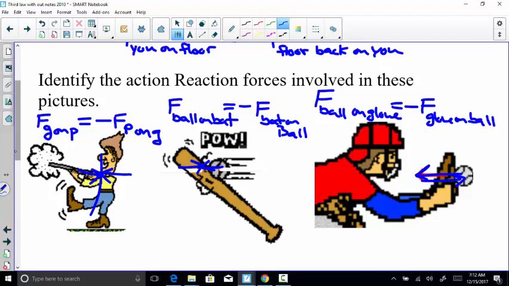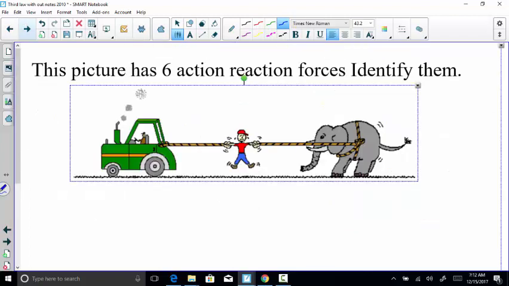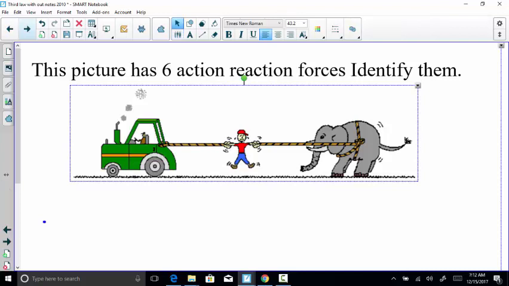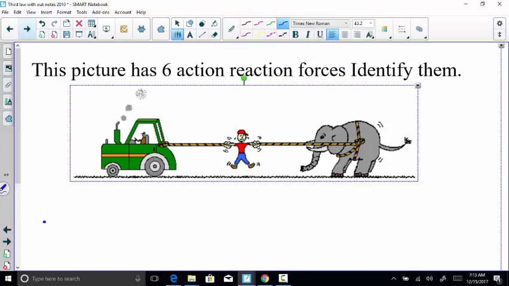Okay? So, I want you to draw this picture in your notebook. And this picture has 6 action and reaction forces. So before I identify them, I want you to pause the video, draw the picture, and identify the 6 action and reaction forces. So now I'm going to identify those for you.